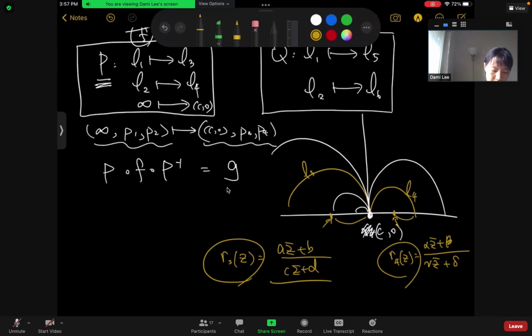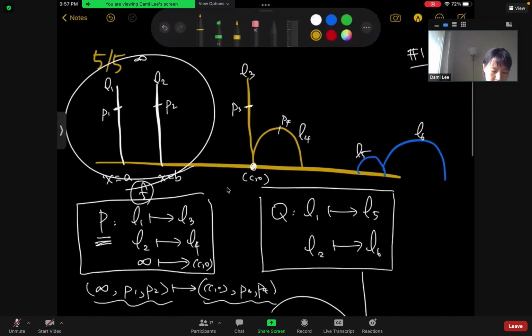I mean, in fact, I guess what I did on the upper left is also looking at two curves in the pencil through infinity. I pick infinity and say, okay, what are all the curves that go through infinity? It's just going to be all the vertical lines.